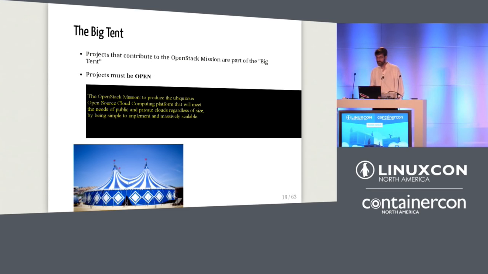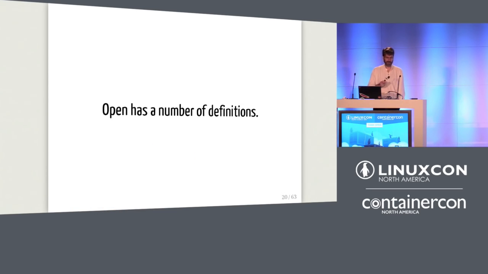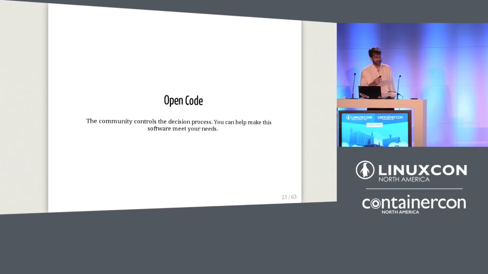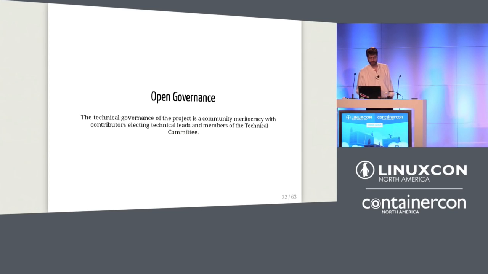Now, open has a number of different definitions. And I want to talk about these because these are relevant to pretty much any open source project that operates in a collaborative way. The first one of these is open code. And that's kind of a minimum for open source software, that the code be publicly available, that people are both allowed and enabled to submit changes that influence the direction of the project. Another step is open governance. And I've already kind of mentioned this a little bit. This is that the project elects its own leadership, and that those leaders are subject to the will of the community rather than the other way around.